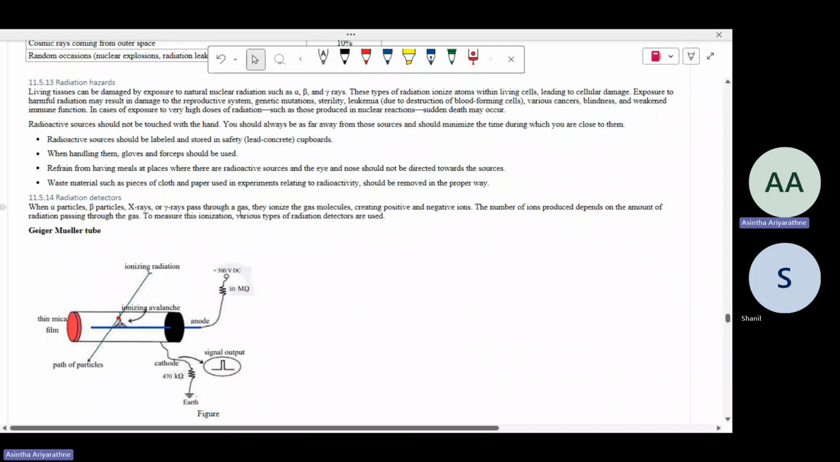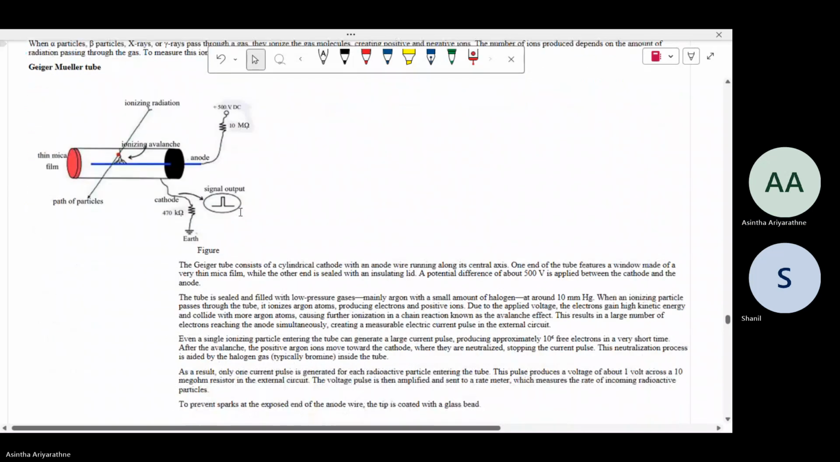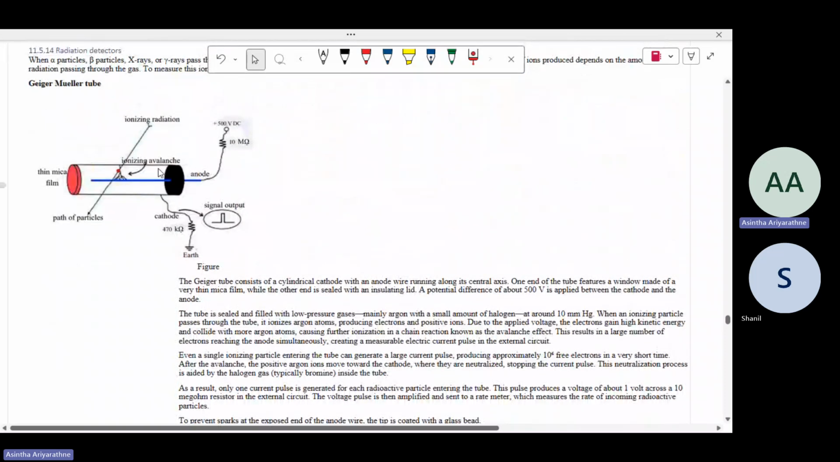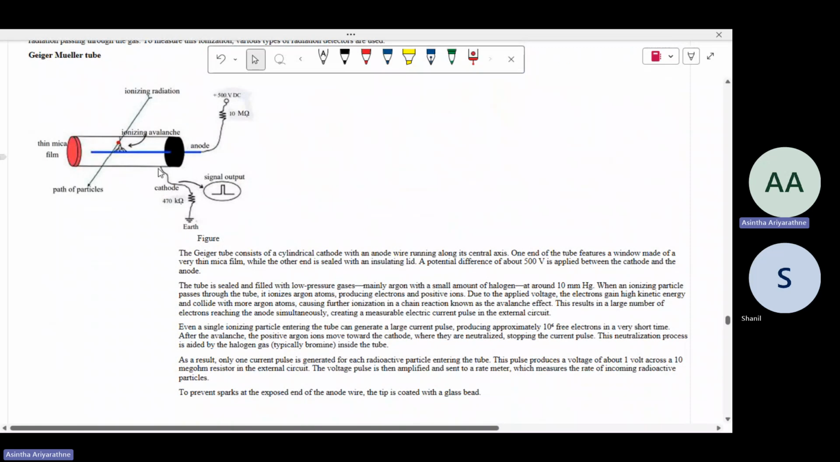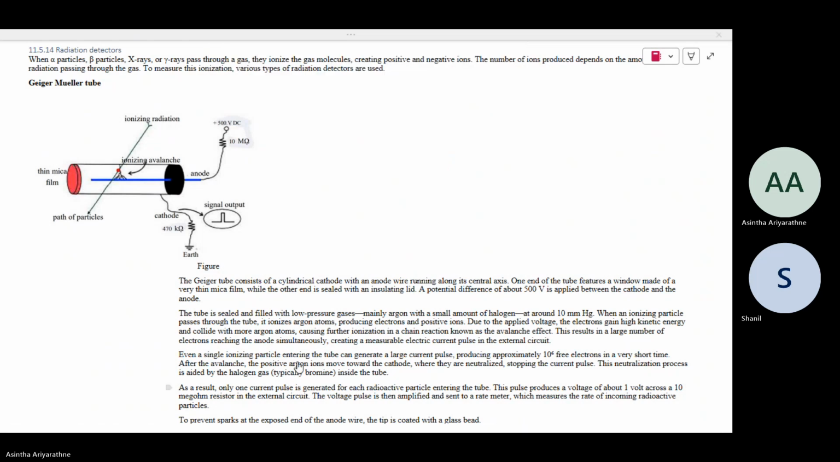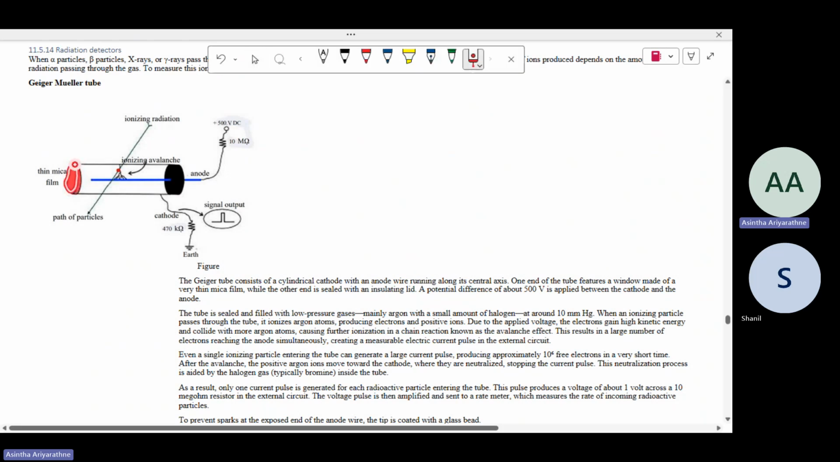And this is a radioactive detector, called the Geiger-Müller tube. This is an instrument which can be used to find radioactive elements. Here there is a cylindrical shaped tube, and this is a thin mica film through which radioactive elements can pass.